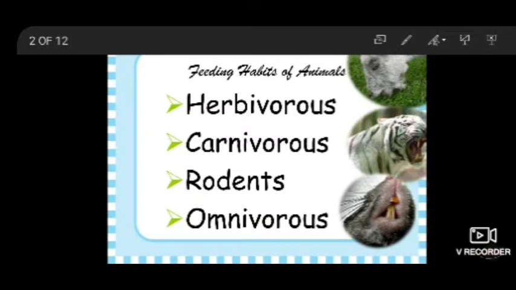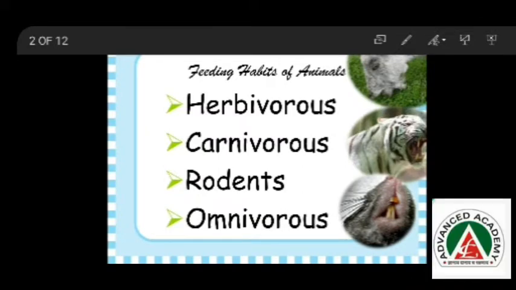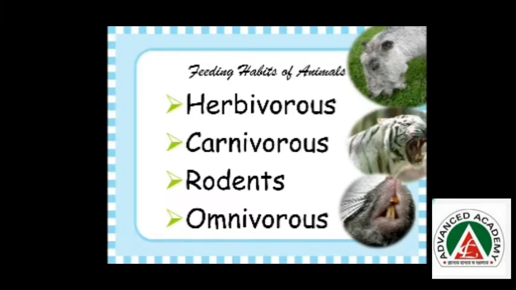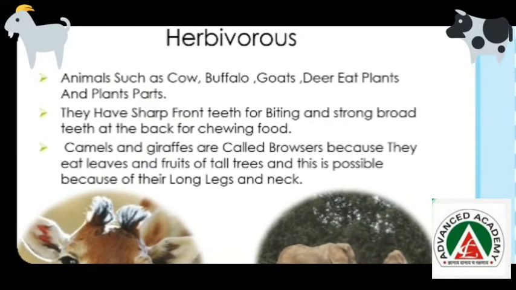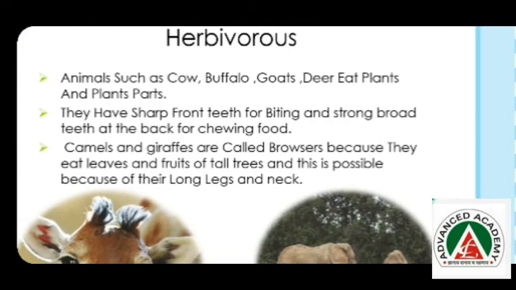So, students, we are going to study the feeding habits of animals. According to their feeding habits, animals are grouped as herbivores, carnivores, and omnivores. Some of the animals are also named as rodents. Herbivores such as cow, goat, buffalo, deer, etc. eat plants and plant parts.